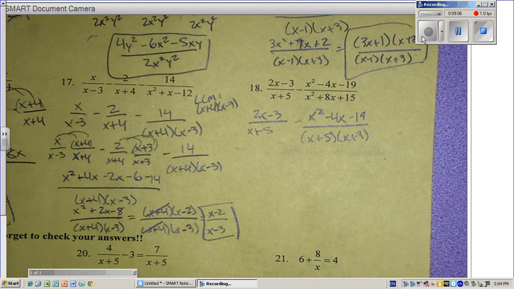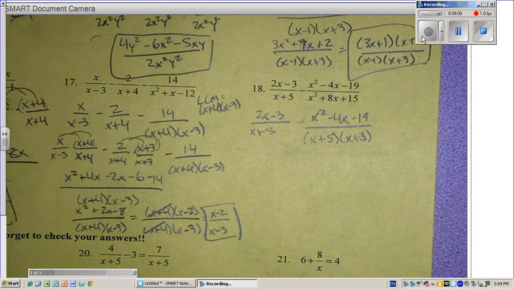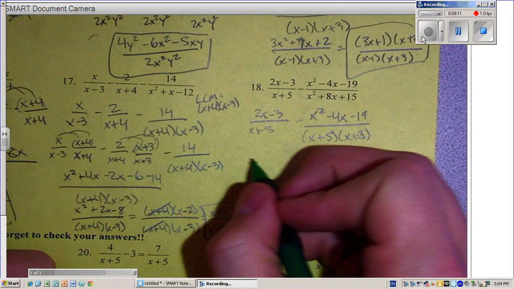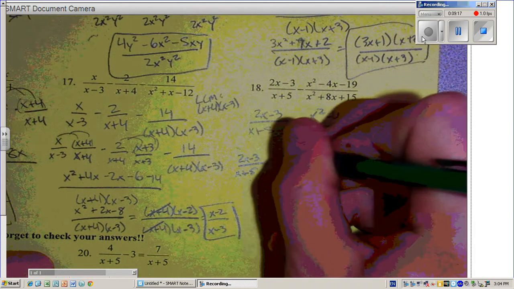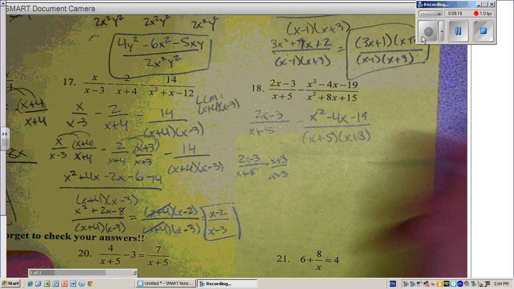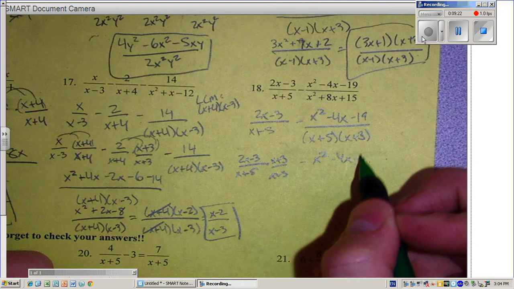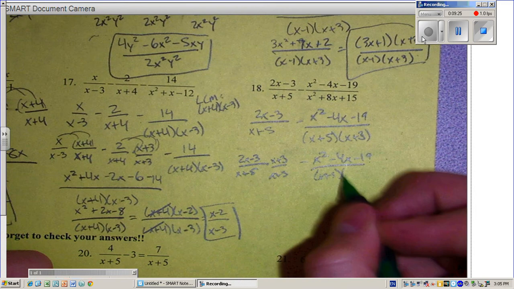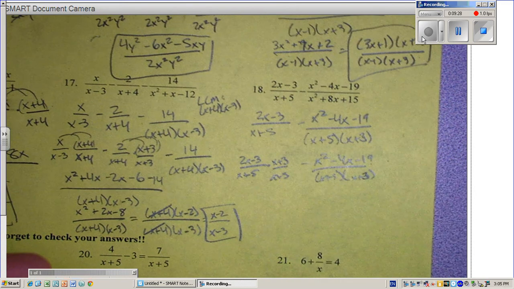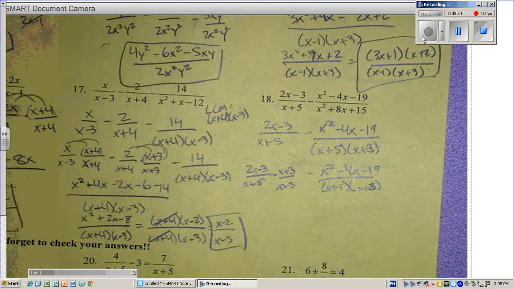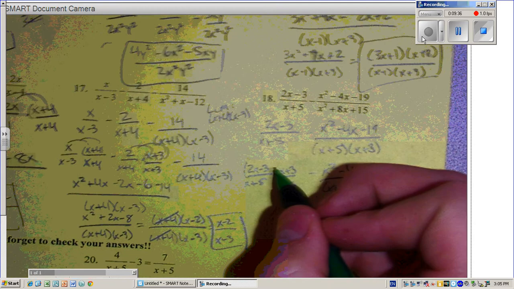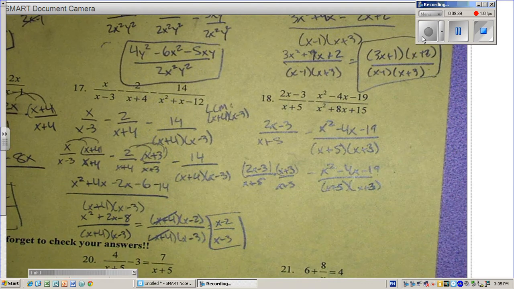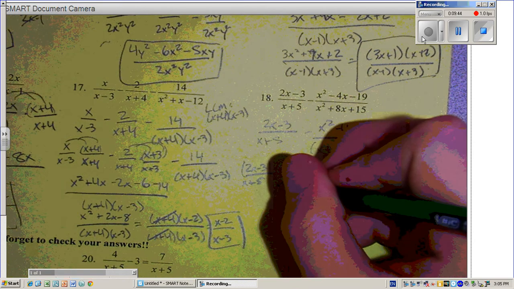And what you'll notice is that the first expression is missing an x plus 3. So I need to multiply that whole first expression times the quantity x plus 3 over x plus 3. And I'm going to leave the second one exactly the same. Okay, now I need to distribute 2x minus 3 times the quantity x plus 3. That's the distribution property, or if you've seen it, it is also FOIL, if you remember how to FOIL.